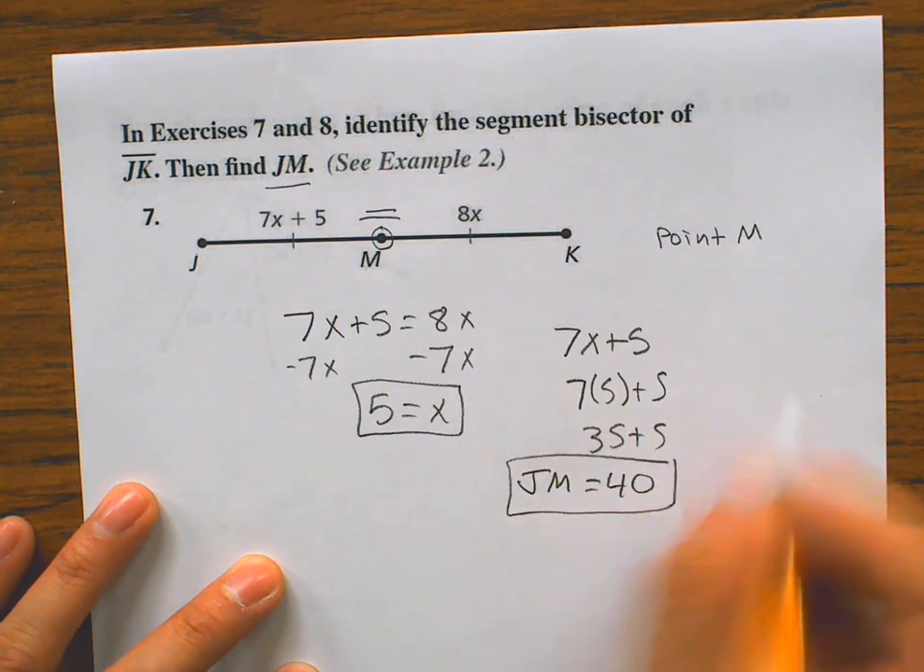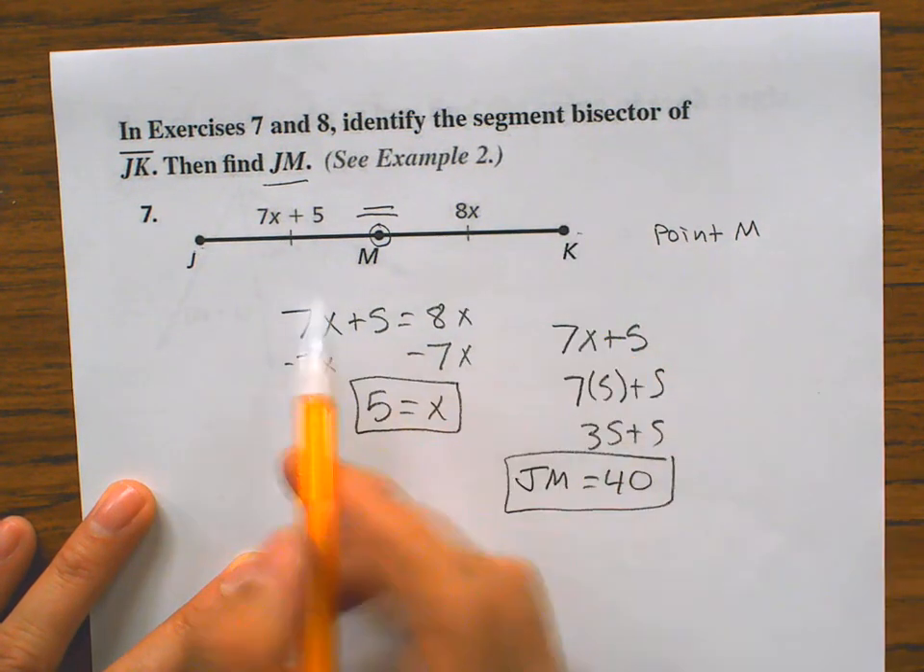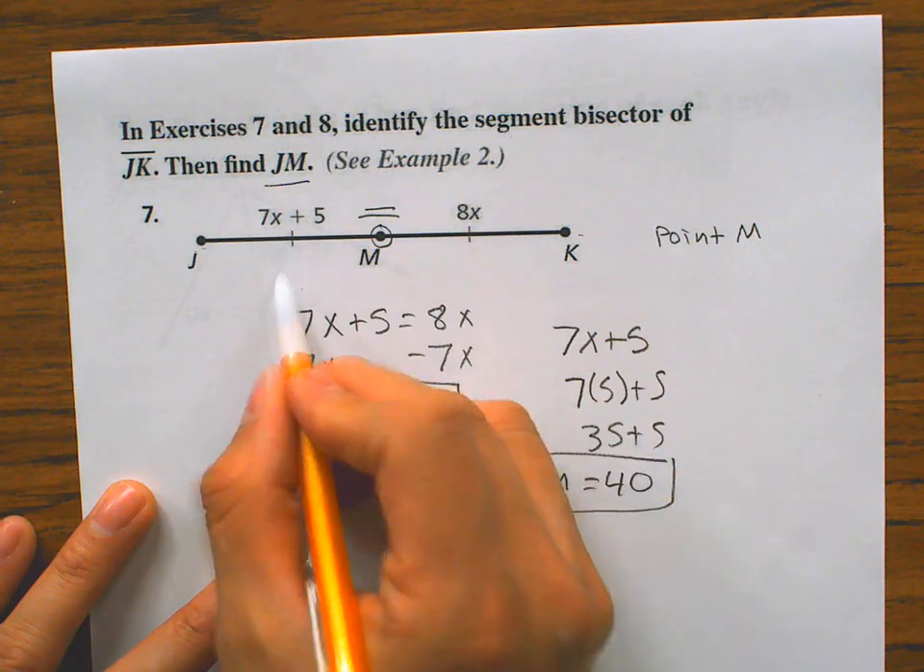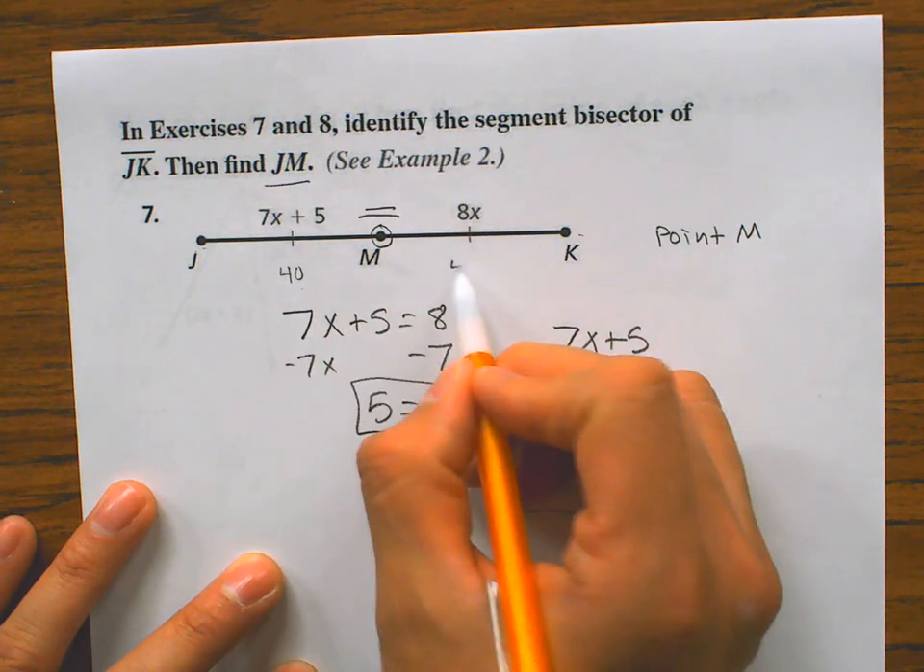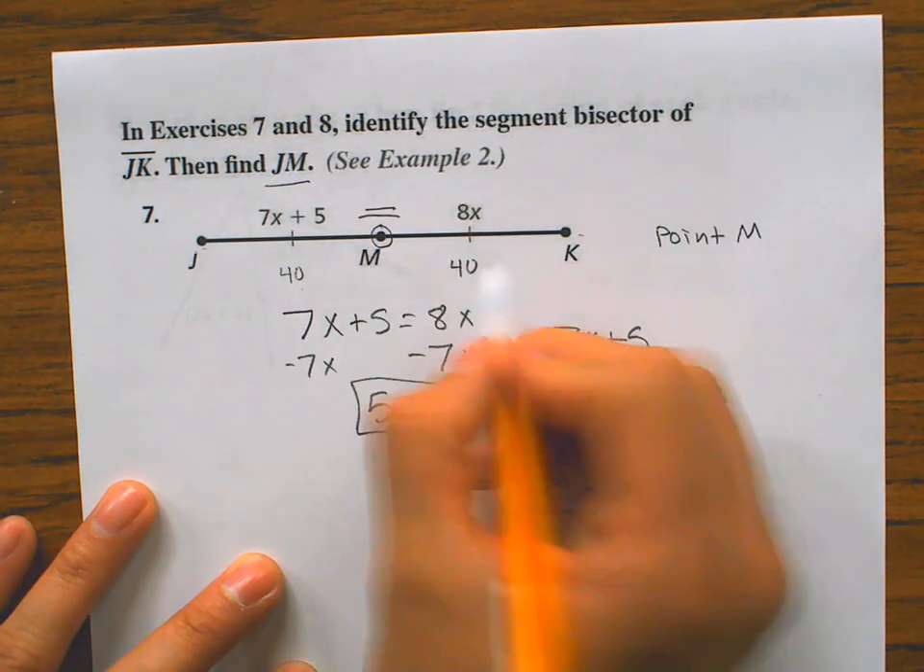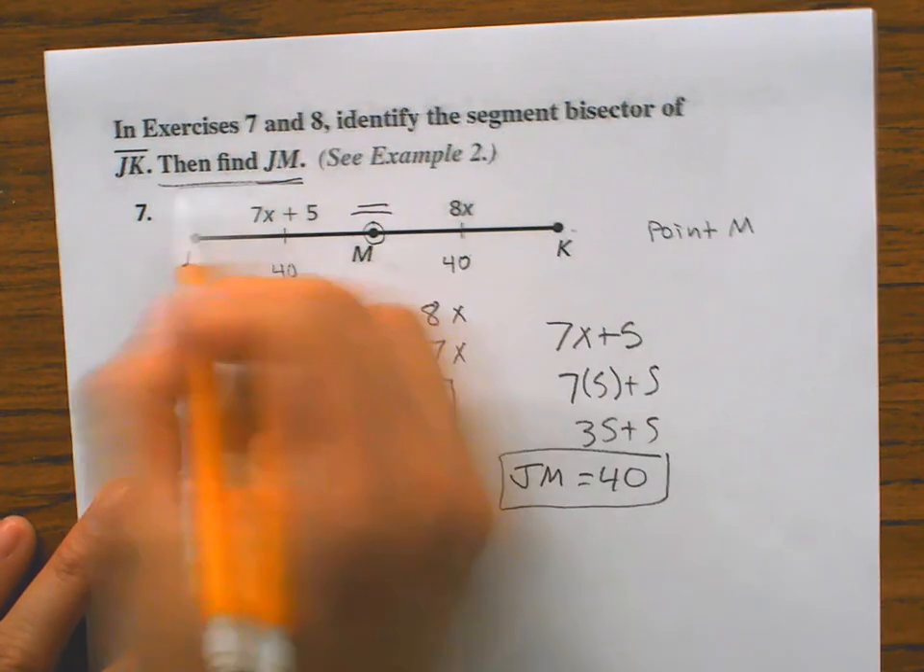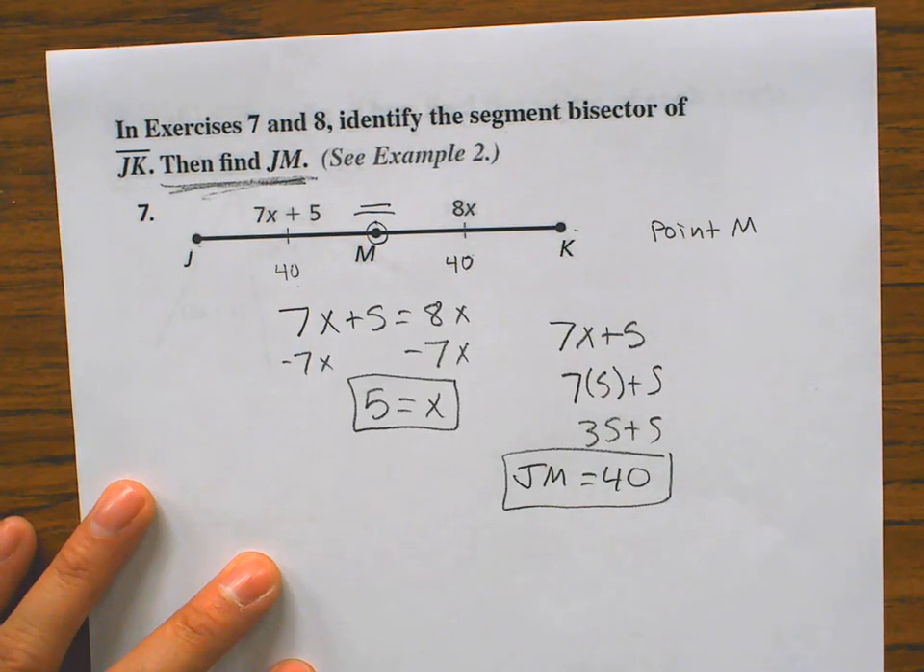Now, if they wanted the full segment, then all I would have to do is double that, because this length here and this length here is 40. So the key phrase here is, read the instructions.